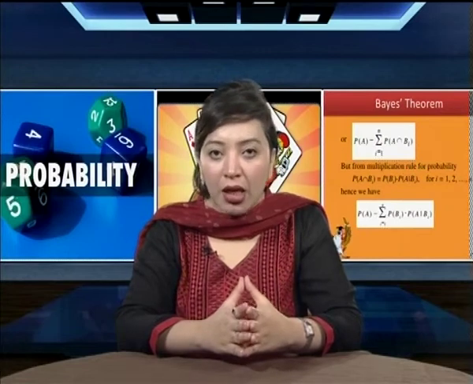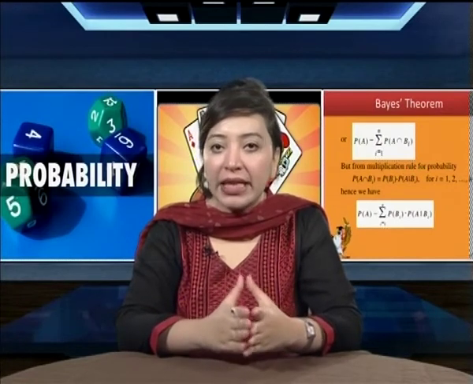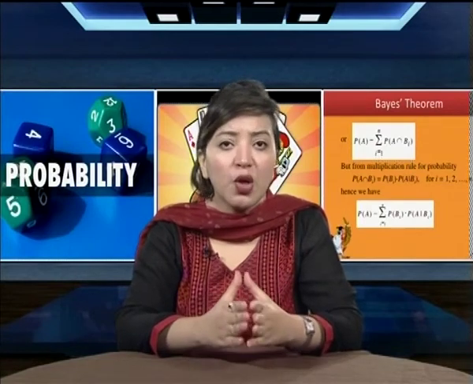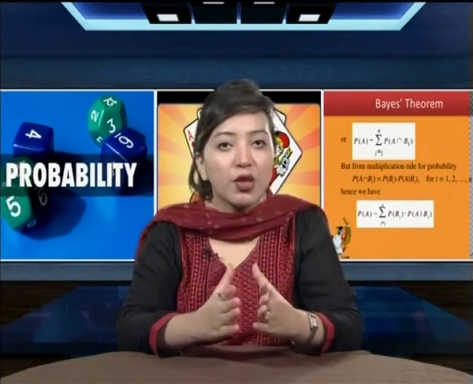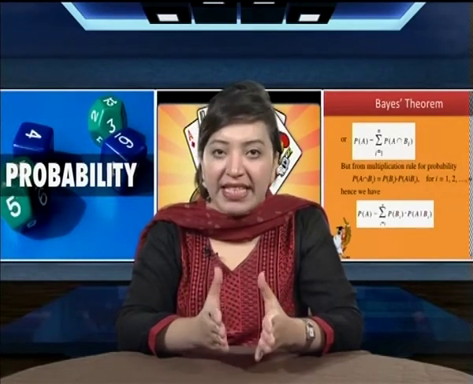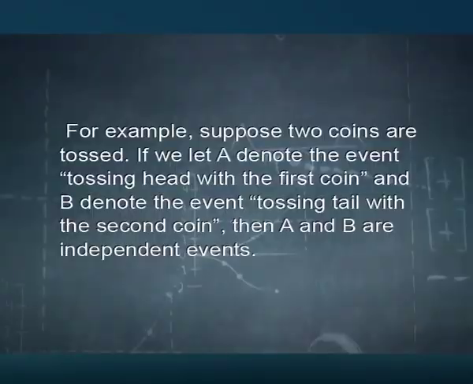Independent event. Two events are said to be independent if occurrence or non-occurrence of either of them does not affect the probability of the occurrence of the other. If the events are not independent, we say that they are dependent. For example, suppose two coins are tossed. If we let A denote the event tossing head with the first coin and B denotes the event tossing tail with the second coin, then A and B are called independent events.